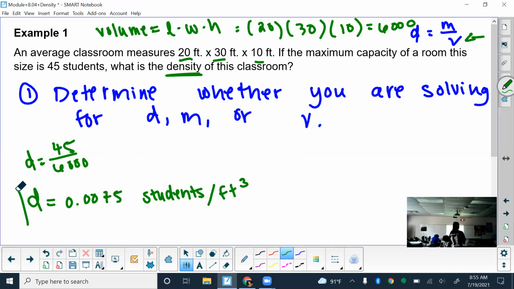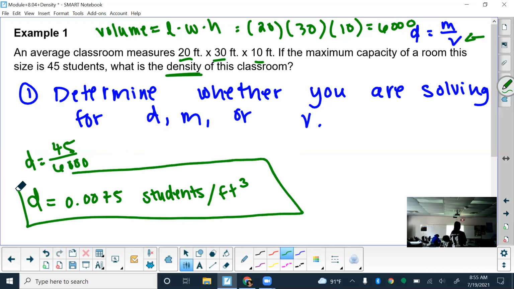All right, does that make sense? And notice the units are also mass over volume, so whatever your mass represents, which right now represents students, over the units for your volume, which is whatever units you were using cubed. All right, that's how you write your answer. Questions?